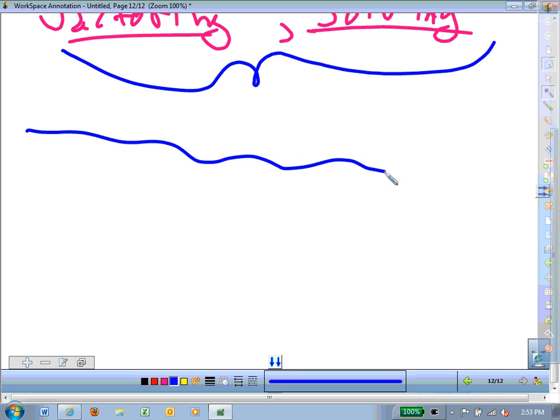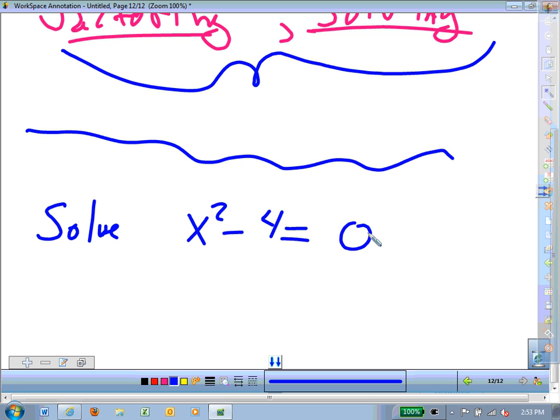So let's look at this basic equation. It's an equation. I have an equal sign, right? Between two expressions. X squared minus 4 equals 0. I say solve that.